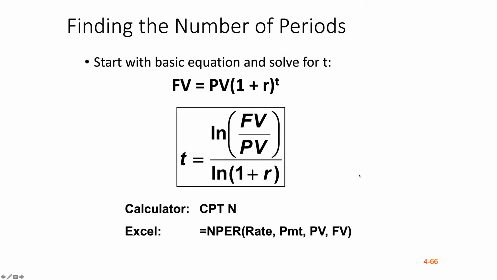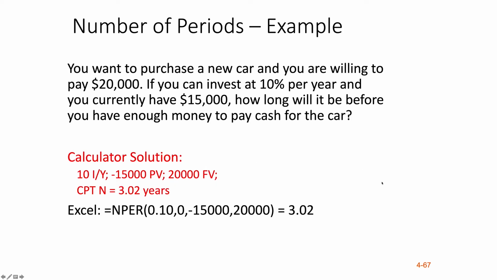Let's do one example. You want to purchase a new car and you are willing to pay $20,000. If you can invest at 10% per year and you currently have $15,000 in the bank, how long will it be before you have enough money to pay cash for the car? Given the information, $20,000 is your future value, $15,000 with a negative sign is your present value, and 10 is your interest rate. Solving for N gives 3.02 years.